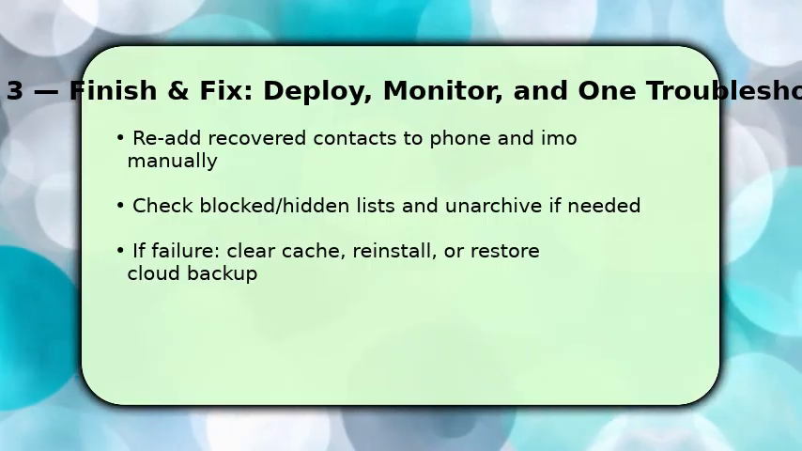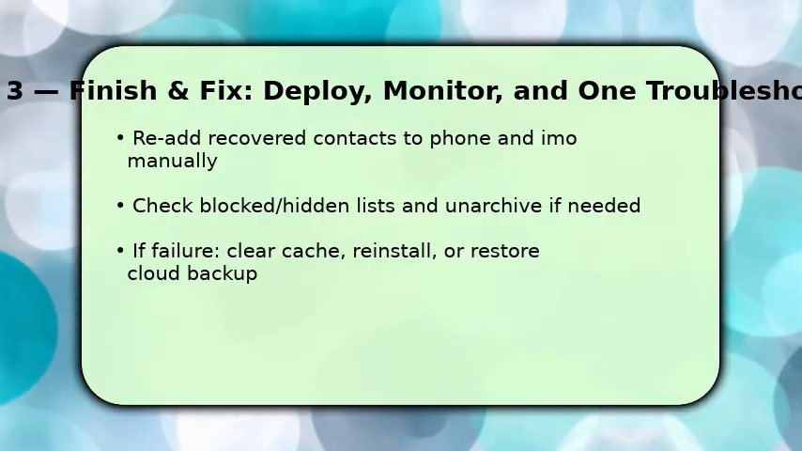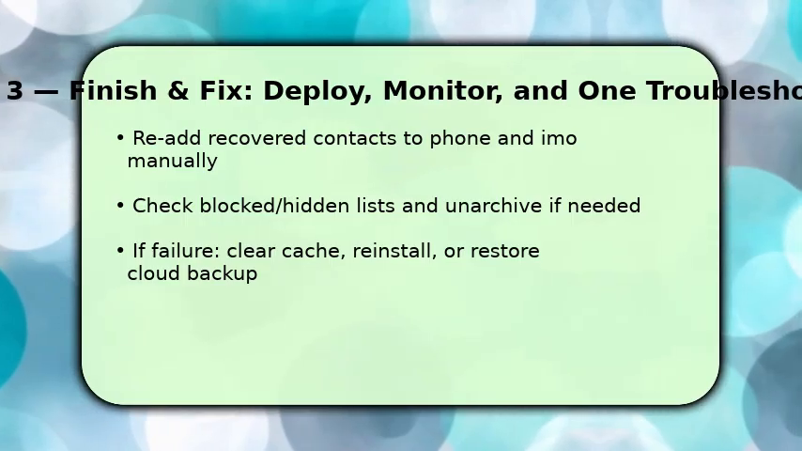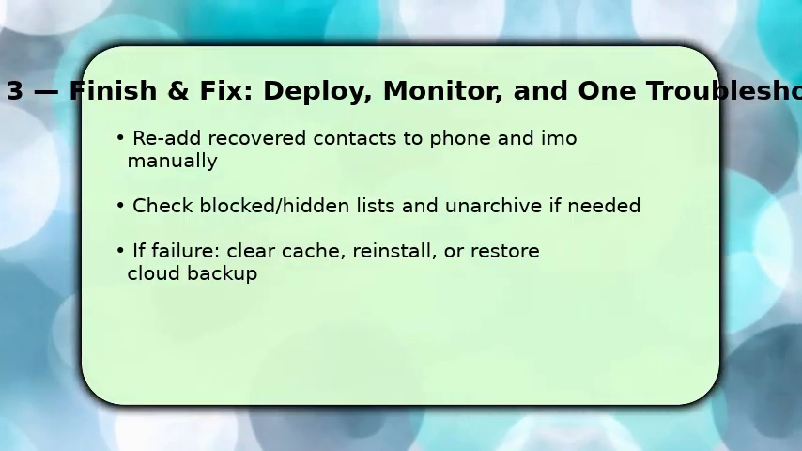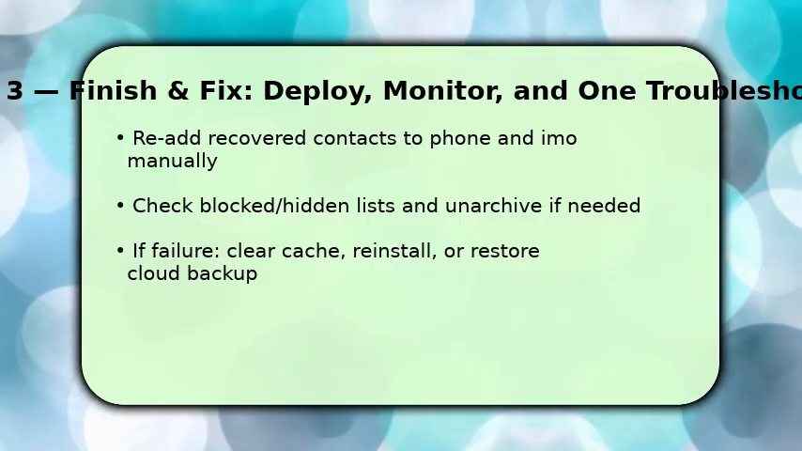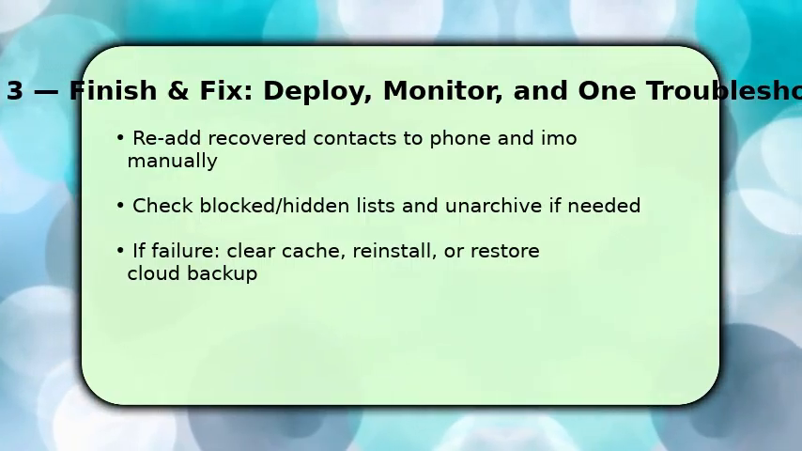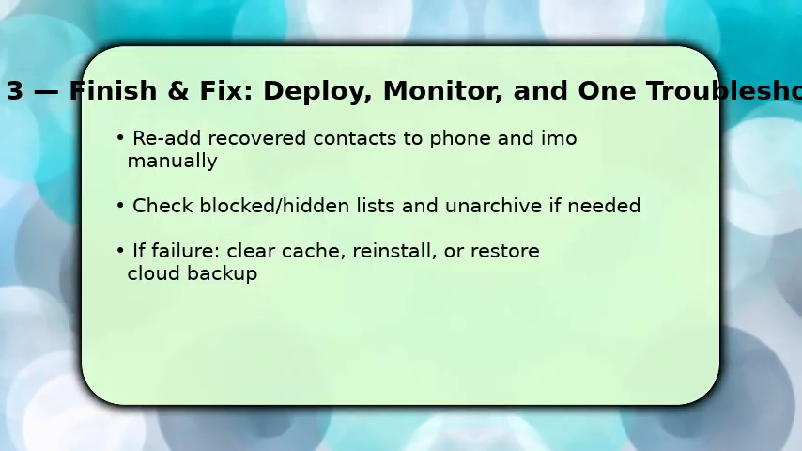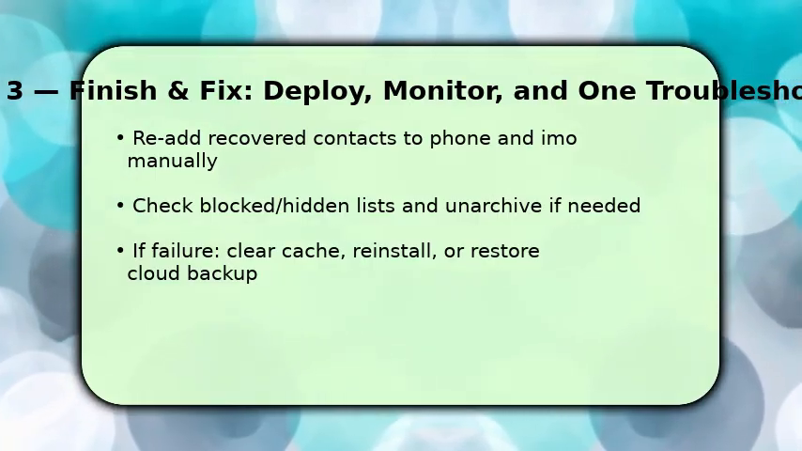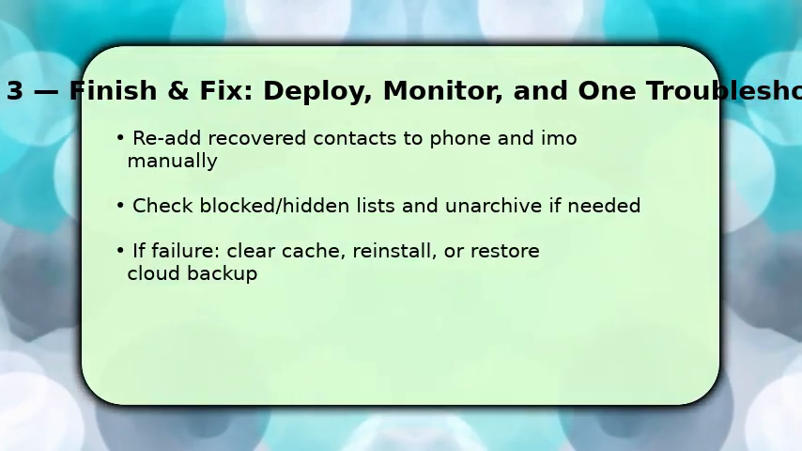If you still can't find contacts, clear IMO cache, sign out and reinstall, then retry the cloud backup restore. If problems persist, double-check you're signed into the correct Google or iCloud account, because that's the most common cause of missing contacts.